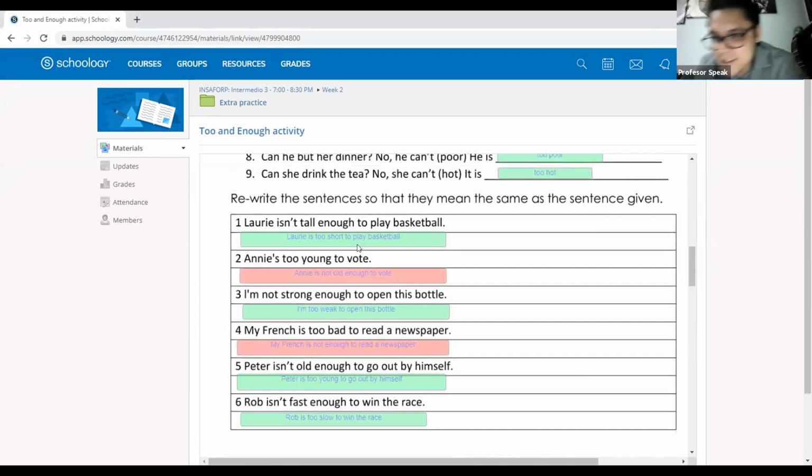All right. Raul, the third part. Okay, number 1. Rewrite the sentences so that they mean the same as the sentence given. Number 1. Lori isn't tall enough to play basketball. Lori is too short to play basketball. Yes. Number 2. Annie is too young to vote.